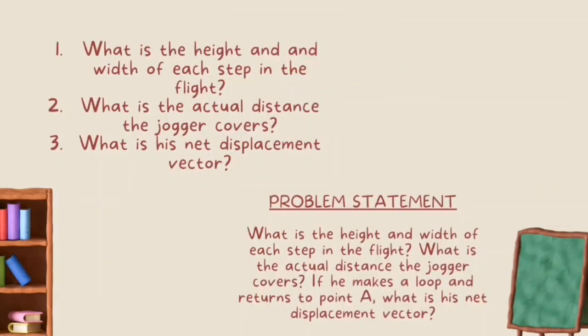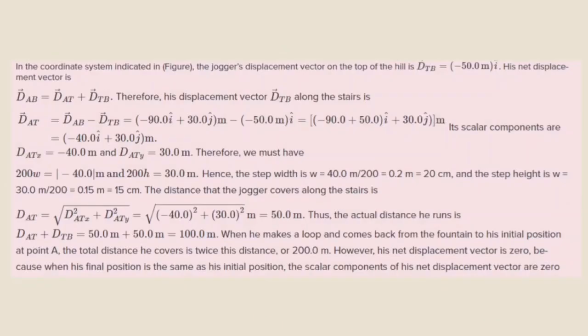There are three problems here. What is the height and width of each step in the flight? What is the actual distance the jogger covers? And what is his net displacement vector? So from the equation, we got the step width is 0.2 meter and step height is 0.15 meter.